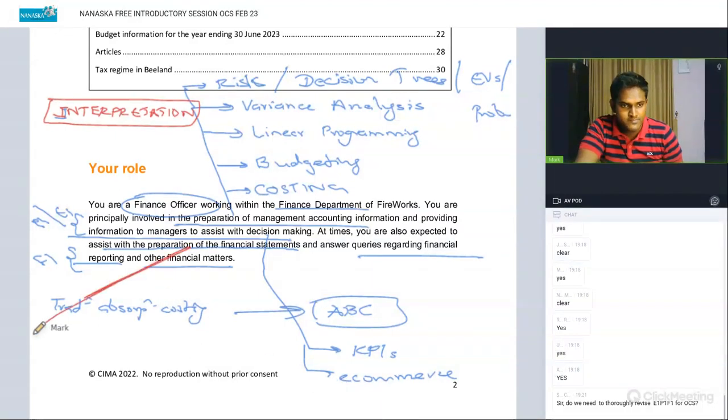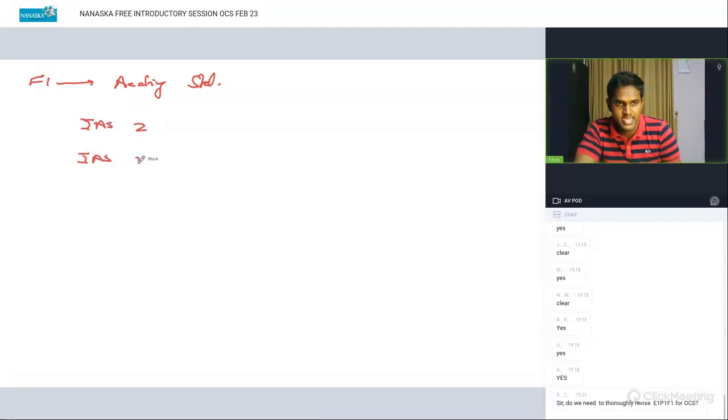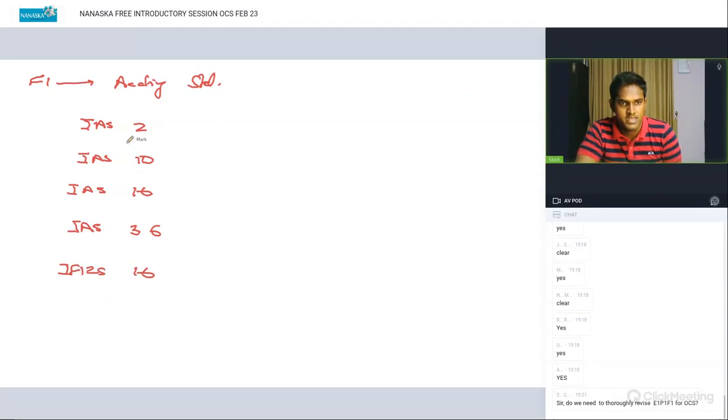So under F1, you will have to know your accounting standards. What are the accounting standards you've got to be aware of? IAS 2, IAS 10, IAS 16, IAS 36, IFRS 16. Did I miss any? IAS 7 you have, but that's nothing much.